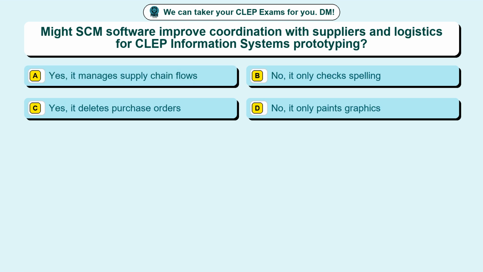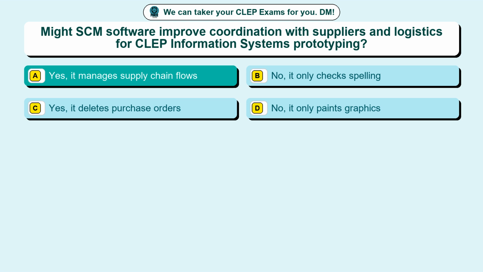Question 16. Might SCM software improve coordination with suppliers and logistics for CLEP Information Systems prototyping? Option A. Yes, it manages supply chain flows. Option B. No, it only checks spelling. Option C. Yes, it deletes purchase orders. Option D. No, it only paints graphics.